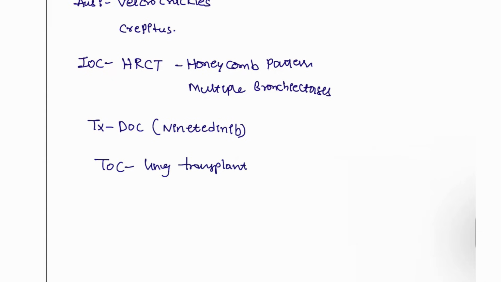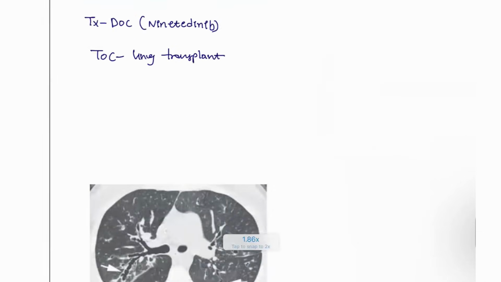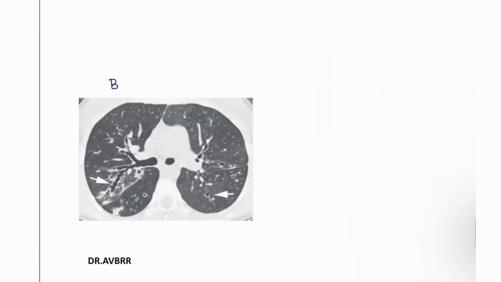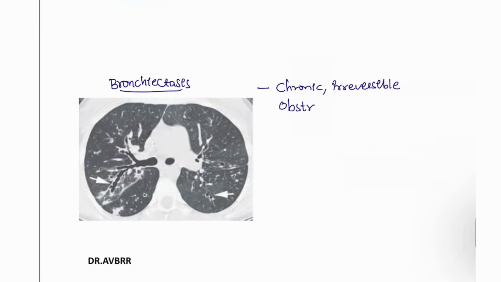Treatment of choice will be lung transplant, which should be done for this patient. Next, here comes another picture. The condition is bronchiectasis. This bronchiectasis is usually a chronic, irreversible, obstructive disease. Okay, it's an obstructive disease, guys.